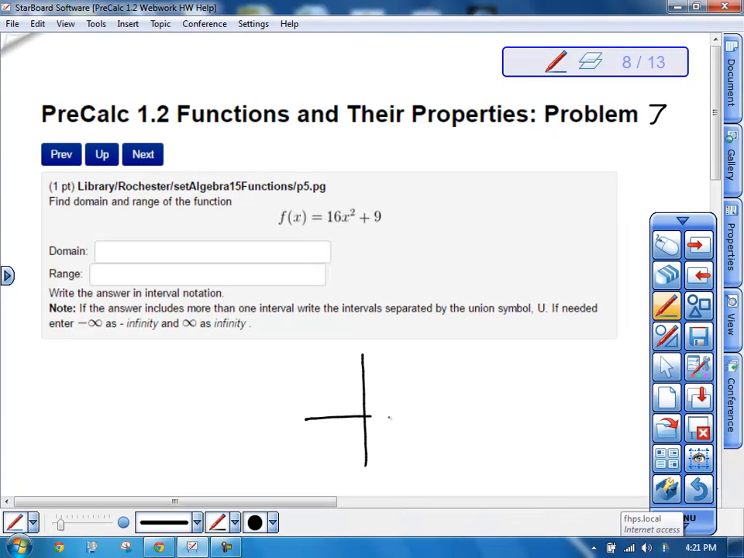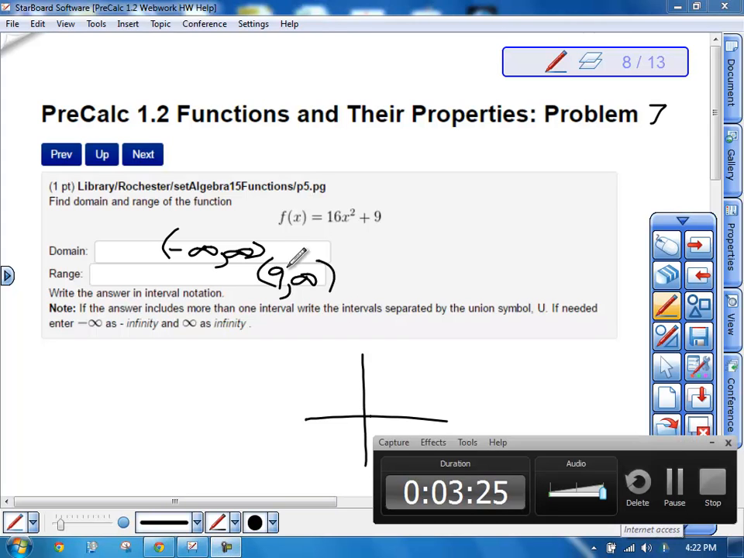Next problem, this is a parabola, so the domain is going to be all real numbers again. And then it's been shifted up, so the range in this case would be from 9 up to positive infinity. We can include 9 actually.